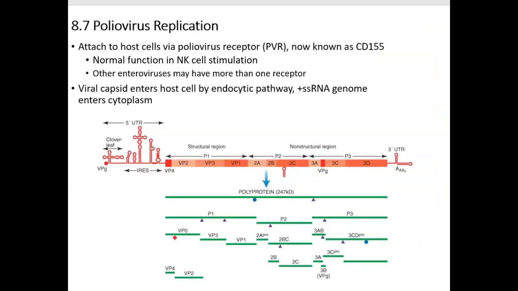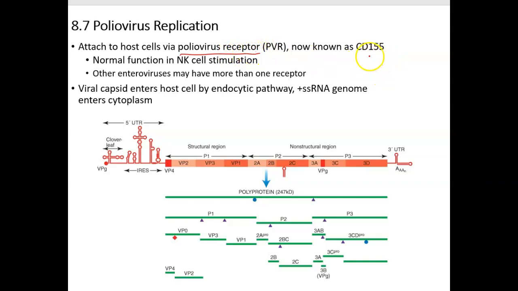Now, the virus, if we look at its genome and its replication cycle. So first, like all viruses, it has to attach, and it attaches to a poliovirus receptor, and they actually call it this because they first discovered this surface protein as the poliovirus receptor, so that's its name, poliovirus receptor.